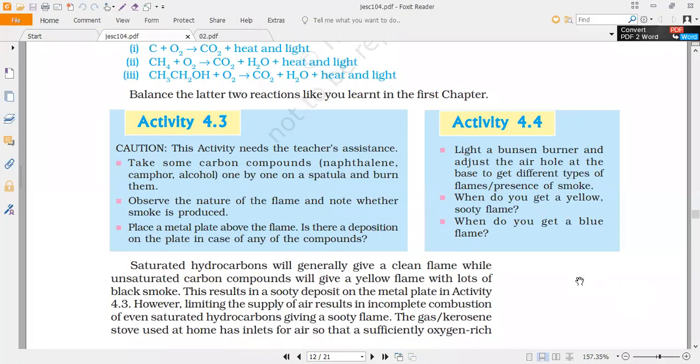Yes or no? Can you able to see the screen now? Please tell me. NCERT book, all of you. Yes, sir. Yeah. So that is what will happen. So activity 4.4 is that one.